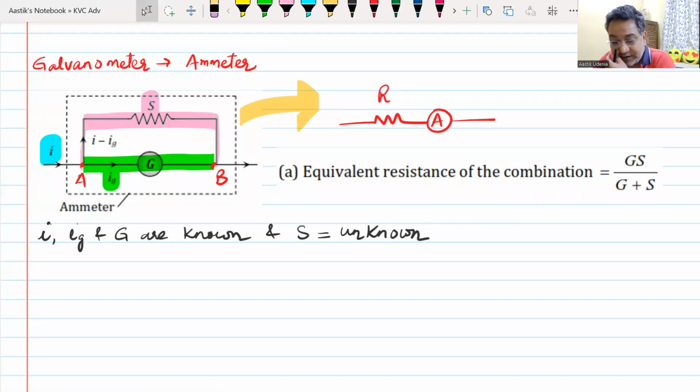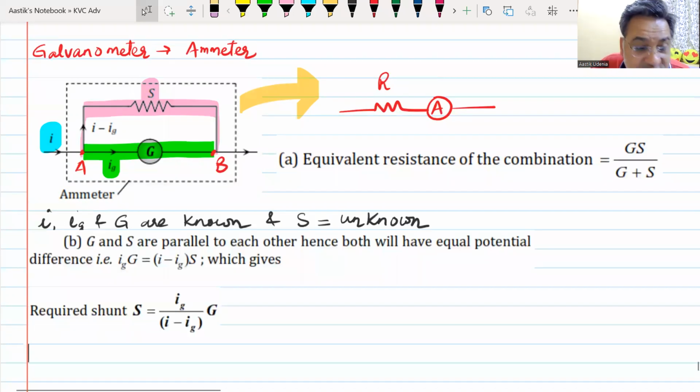Whether you go in the pink path, the upper part, or you go in the green path, the lower part, the potential difference would be the same. Do we understand this? Yes, sir. Since the potential difference is the same, you can find out the value of the shunt resistance S. The value of the shunt resistance S will be given by this formula: Ig into G divided by I minus Ig. Do we understand this?